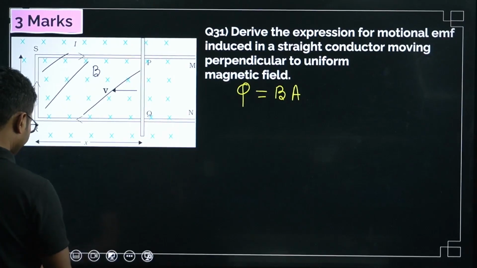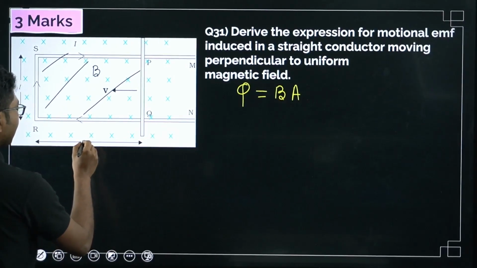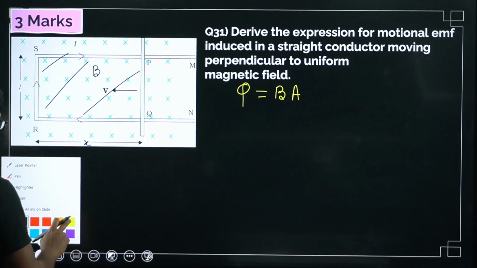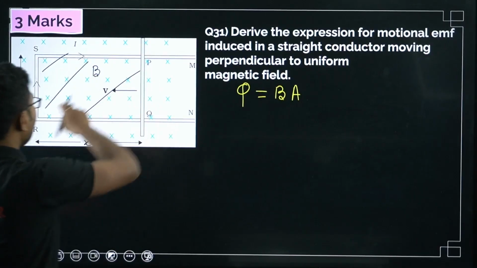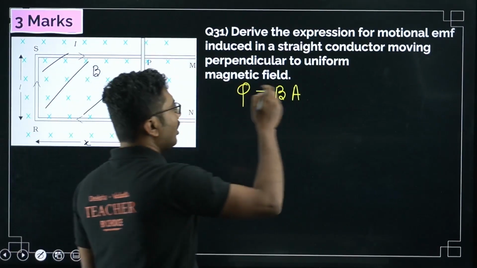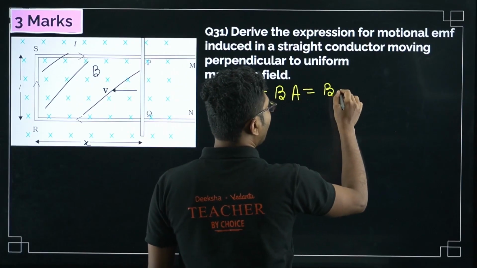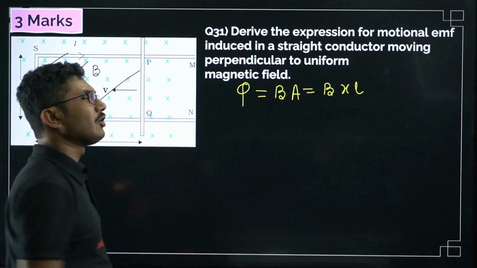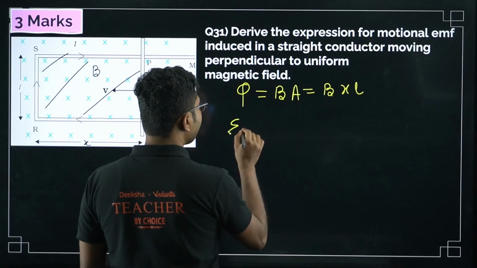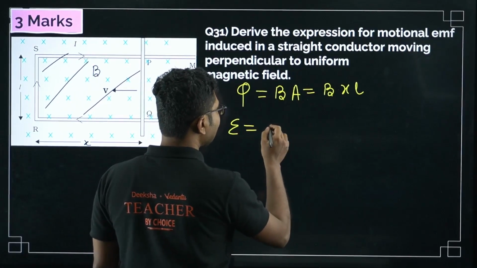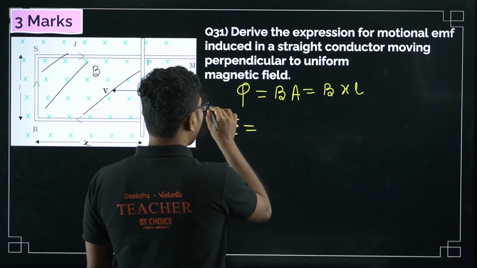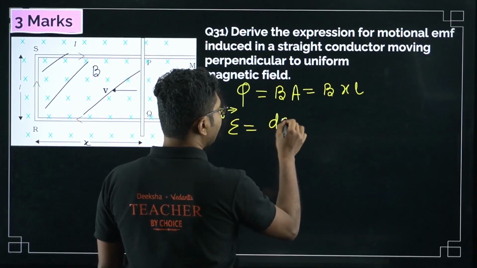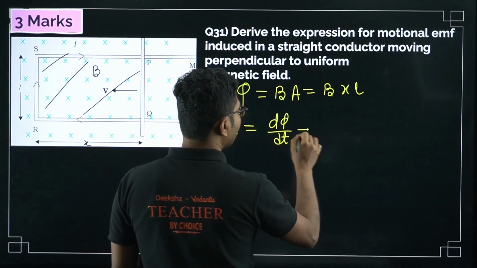At this point, the distance is x. So what is the formula for the area? Area is distance into length, so flux will be B into x into L. Now L for this wire is constant. So what is the induced EMF? The magnitude of the induced EMF is basically d phi by dt. We are neglecting the negative sign here. That is the main thing.